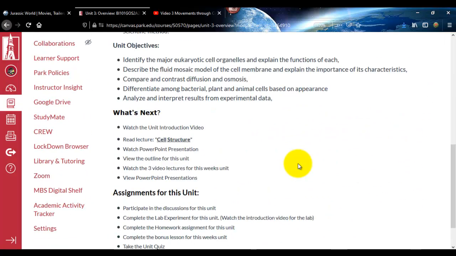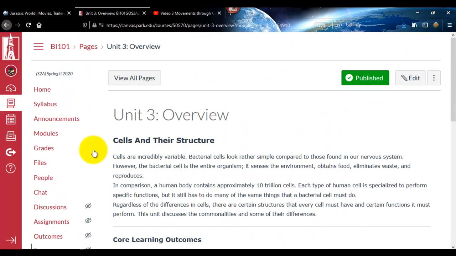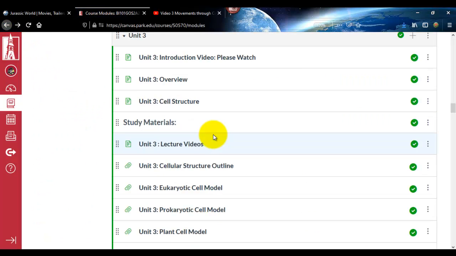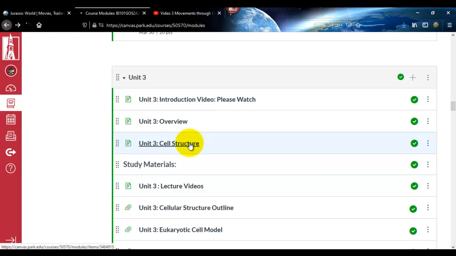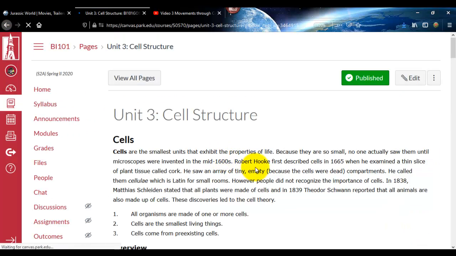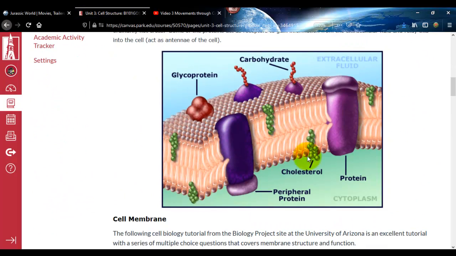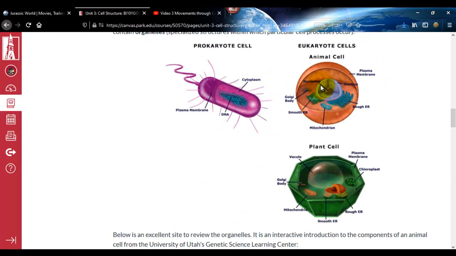A eukaryotic cell is any cell that has a nucleus, and it's under the domain Eukaryota. So the overview has the general information, but yes, we're going to be talking about cell membranes. There's a eukaryotic cell, a prokaryotic cell, and a plant cell, which is also a eukaryotic cell.